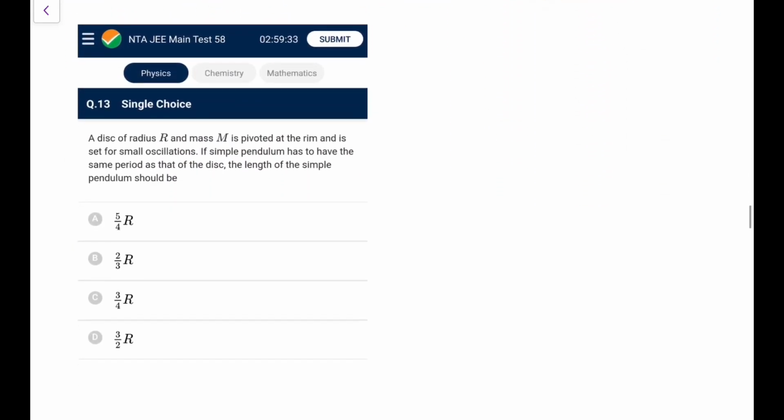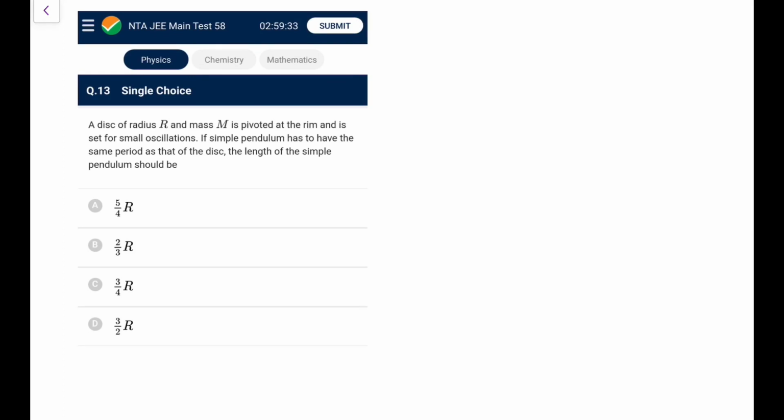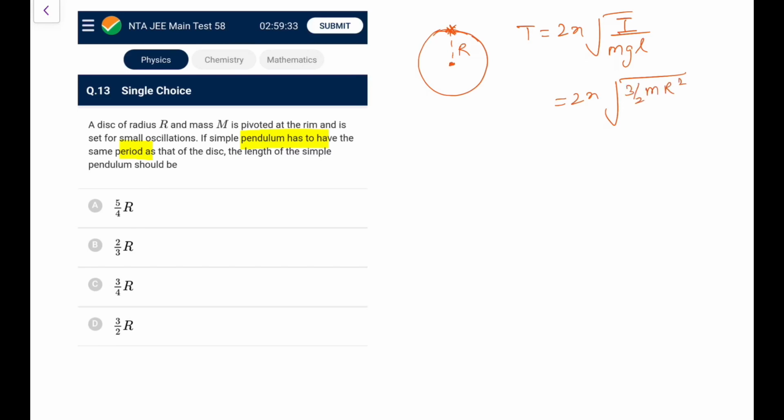Next, a disk of radius r, mass m, is pivoted at its rim and is set into small oscillation. If a simple pendulum has to make the same period, we call it the physical pendulum. Because it is a disk, I can directly write the time period is 2 pi root of I by mgl, if you remember that. L is the distance of the CM from the hinge point, which is r here. I about this axis is mr square by 2 plus mr square, that would be 3 by 2 mr square, upon mgl. So it is 2 pi under root of 3 r square on L, and L is also r, so that will become 3r by 2g. So comparing with the simple pendulum, the length should be 3r by 2. That is what we can write. So option D is the most appropriate one.